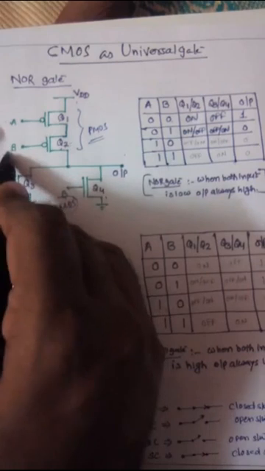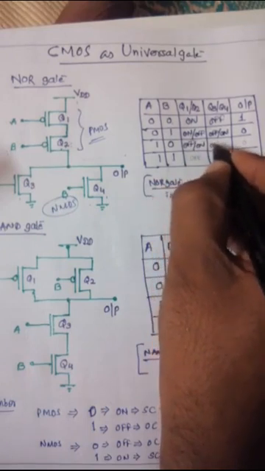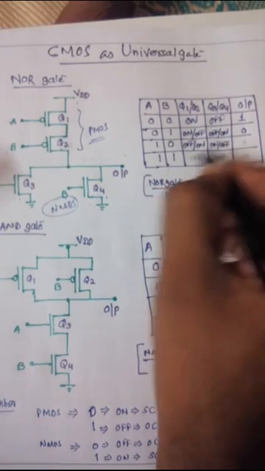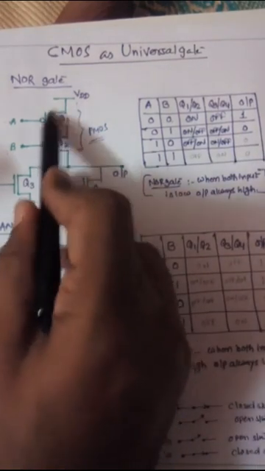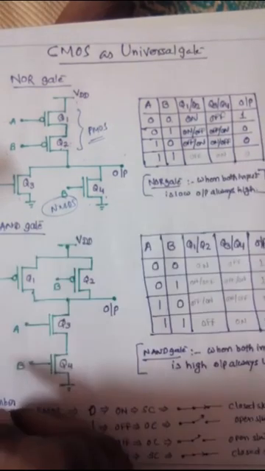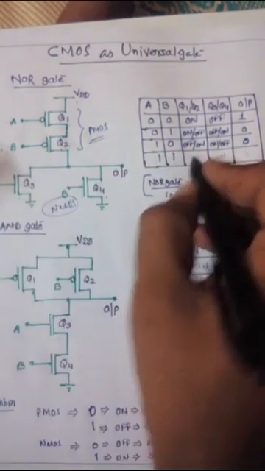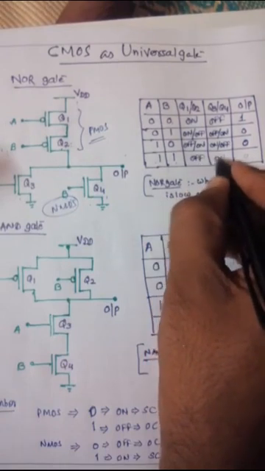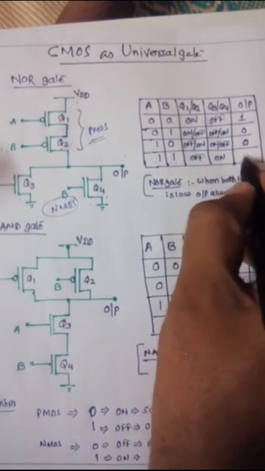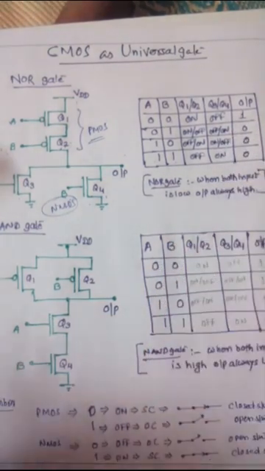Now for 1 and 0, what happened? Q1 is off, Q2 is on, Q3 is on, Q4 is off. Once again Q1 is off, so current cannot flow; that's why output is 0. Now when both are 1, both Q1 and Q2 are off and Q3 and Q4 are on, so output is always 0. So this matches the NOR characteristics.